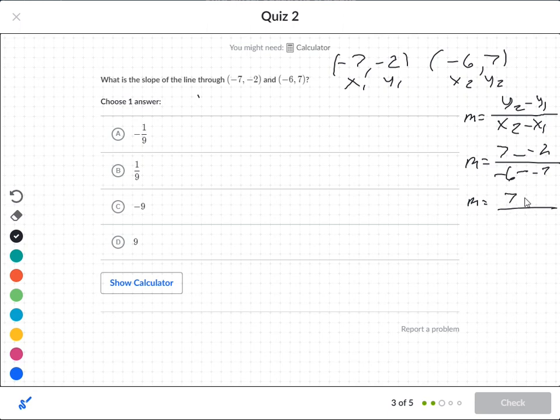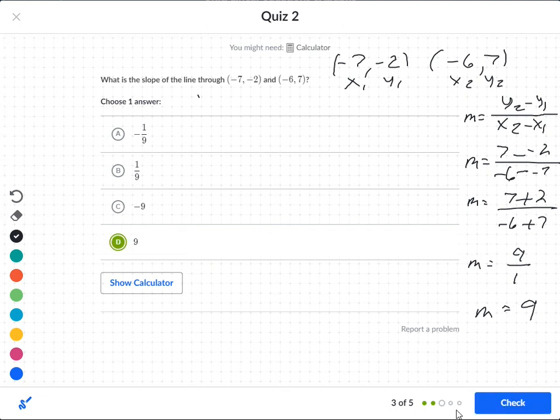Take care of the double negative, so 7 plus 2. And on the bottom, we're going to say negative 6 plus 7. So 7 plus 2 is 9, and negative 6 plus 7 is 1. Then we can reduce that down and just say 9. So D should be my answer.